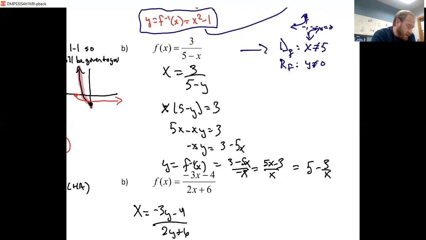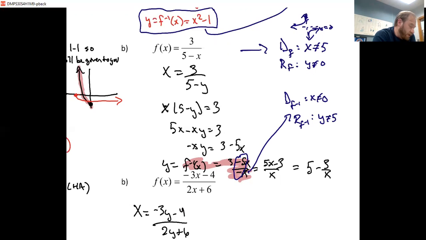Now we switch x and y and solve for y, and what you should see here is f inverse of x equals this expression. We can go to that expression and say the domain of the inverse function, x is not allowed to equal 0. And the range of the inverse function, since they're both linear, they have the same degree, we can take a ratio of the coefficients to say y is not allowed to equal 5. And if you notice, the x's became y's and the y's became x's.